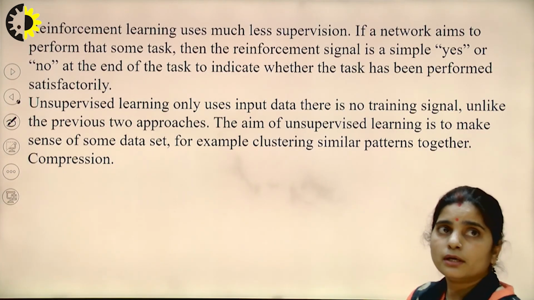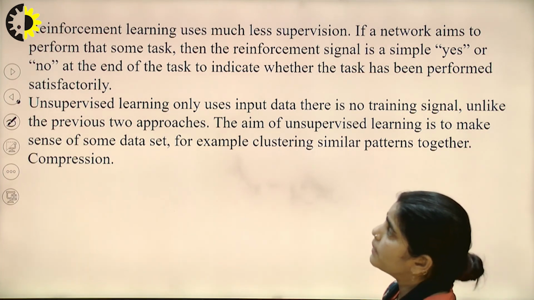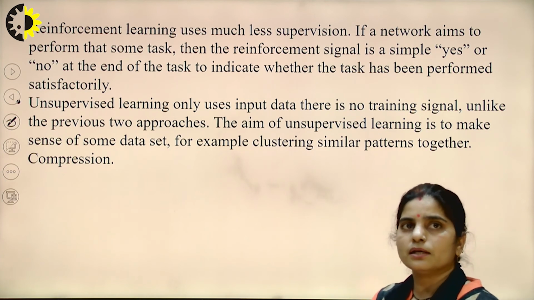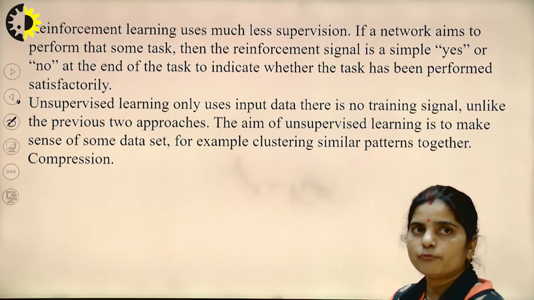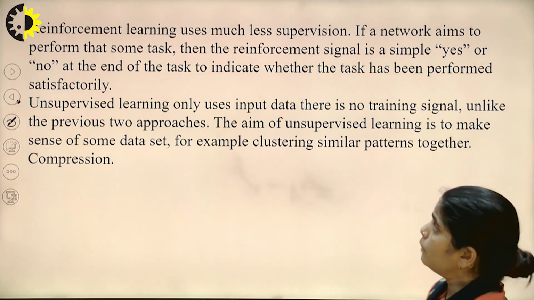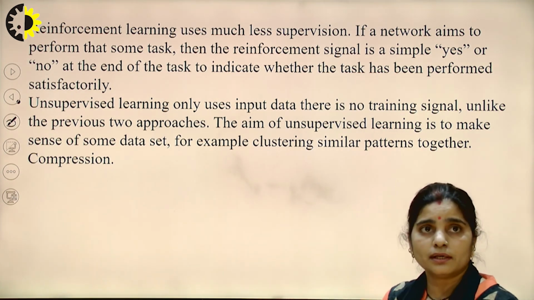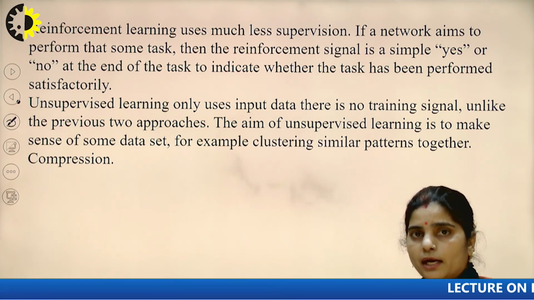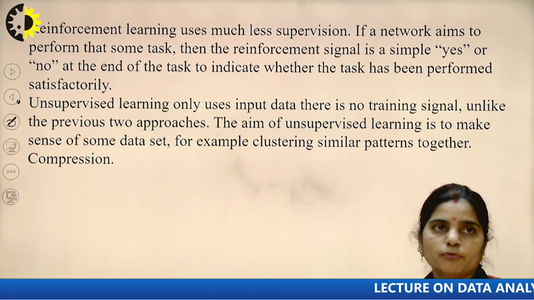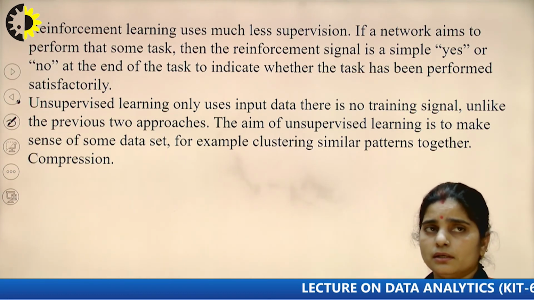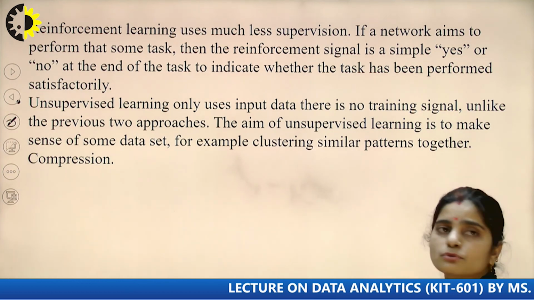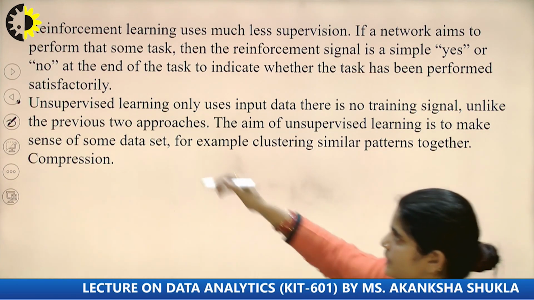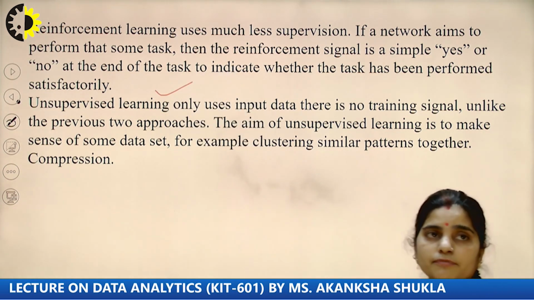Next one is reinforcement learning. Reinforcement learning uses much less supervision, which means the data is not so heavily supervised or trained. If the network has to perform a task, the reinforcement signal is a simple yes or no signal, indicated at the end of that task, which indicates only whether the task has been performed satisfactorily or not. So in reinforcement learning we don't have so much supervision, and the best example for reinforcement learning is self-driving cars.